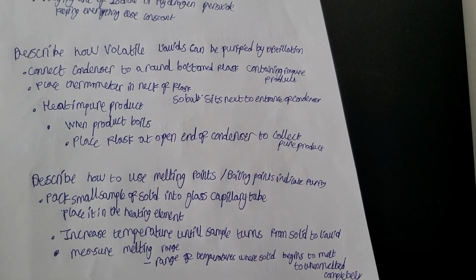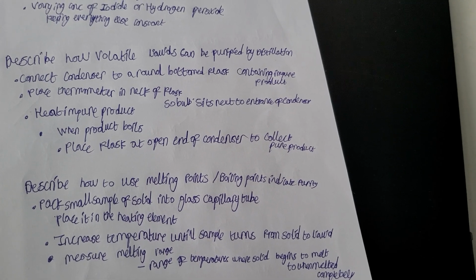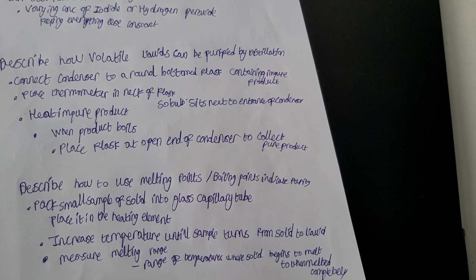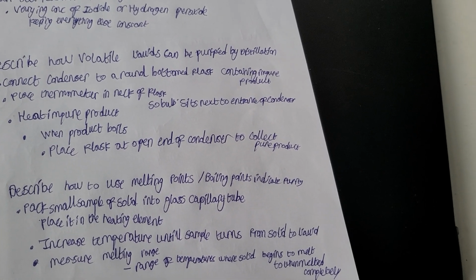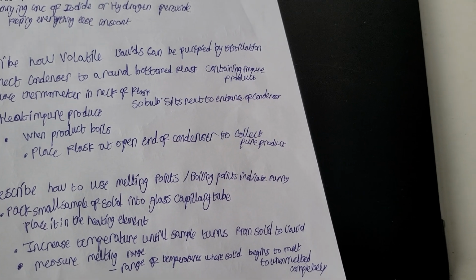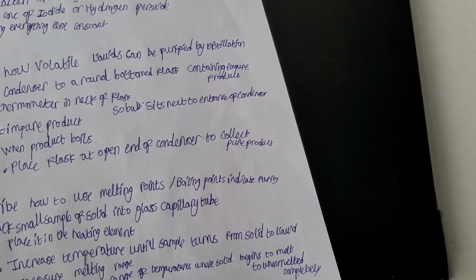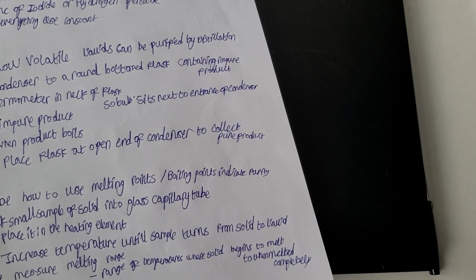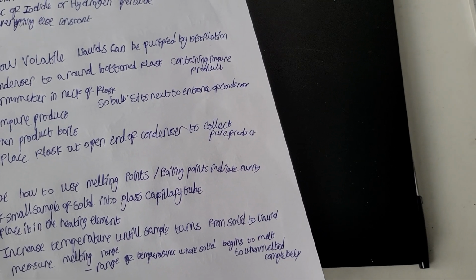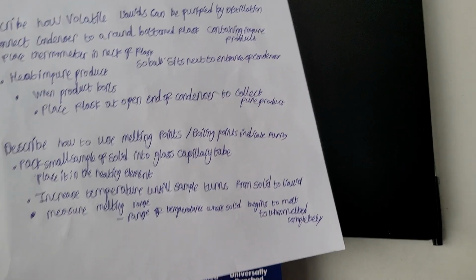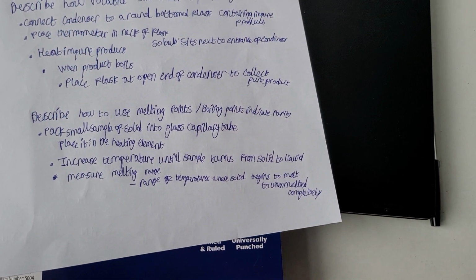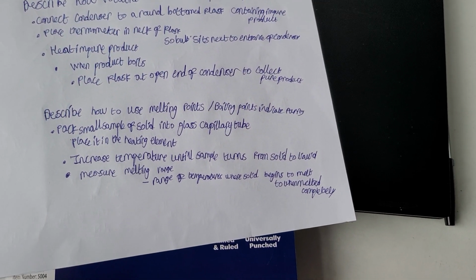So, we're going to pack a small sample of solid into a glass capillary tube, place it into the heating element, and increase the temperature until the sample turns from solid to liquid. Measure the melting range of temperatures, from where the solid begins to melt until it has melted completely. The main piece of equipment here is a glass capillary tube packed with a small sample of solid.